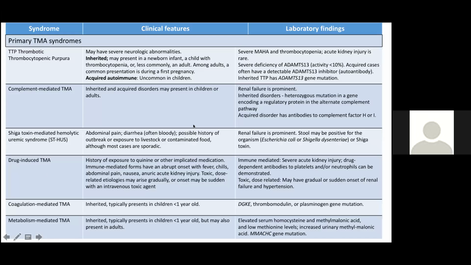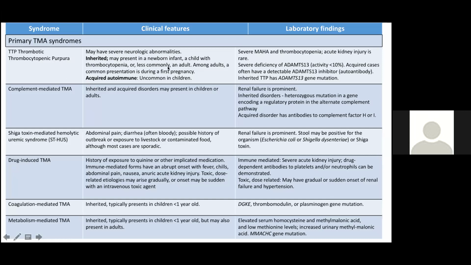Sorry about this congested slide, but there is no other way of putting this. These primary TMA syndromes, this is the syndrome. Here I will just mention some clinical features and the laboratory findings. TTP, they can have very severe neurological abnormalities. That is the most important thing. Inherited one may present in a newborn infant. In a child with thrombocytopenia, you have to suspect inherited TTP if that child has neurological abnormalities.